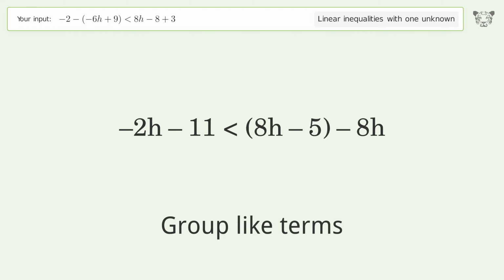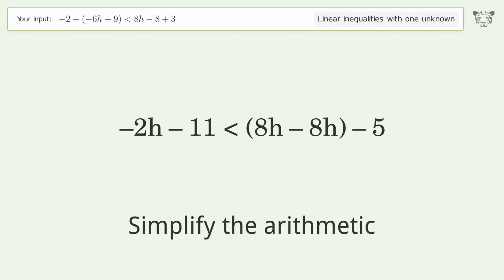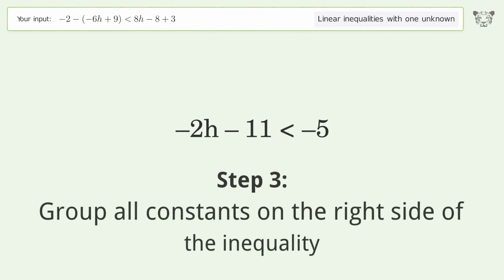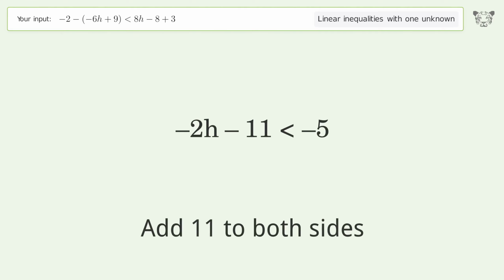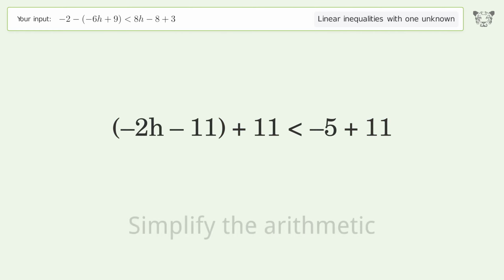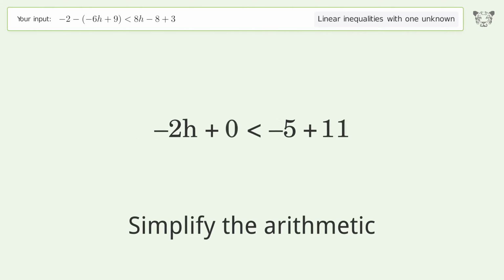Group like terms. Simplify the arithmetic. Group all constants on the right side of the inequality. Add 11 to both sides. Simplify the arithmetic.